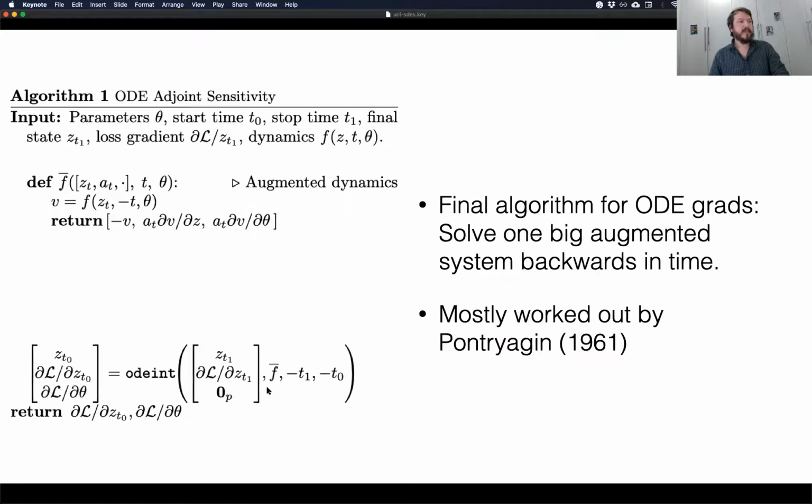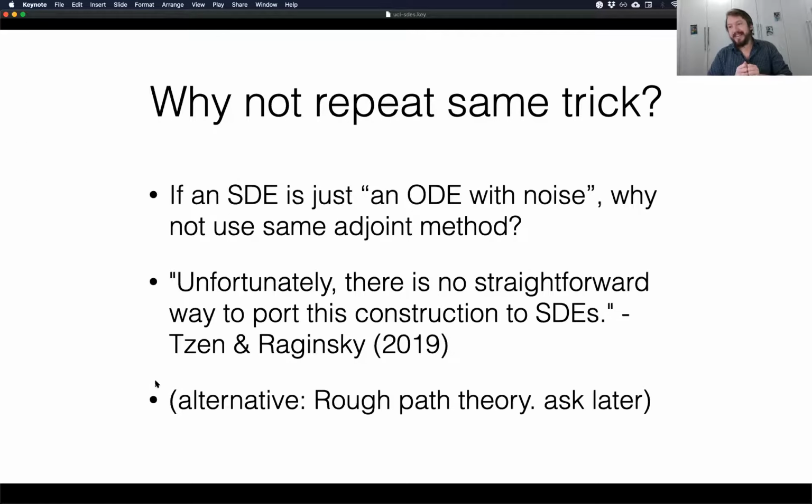Okay, so there's this algorithm, the adjoint sensitivity method that I mentioned before, which just says: build this augmented system that has an extra set of Jacobians times vectors, and send that to a big ODE solver. And this is old, standard stuff. Why, then, when I wanted to write the neural SDE paper, can't I just run this adjoint sensitivity method on these ODEs with noise?